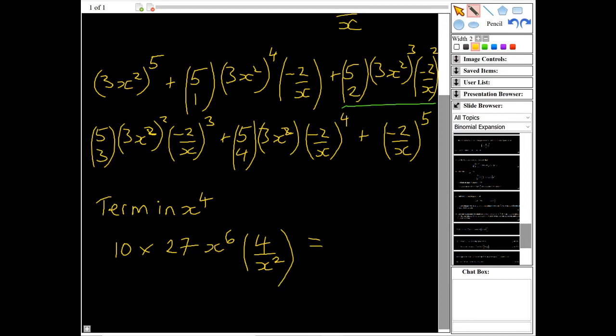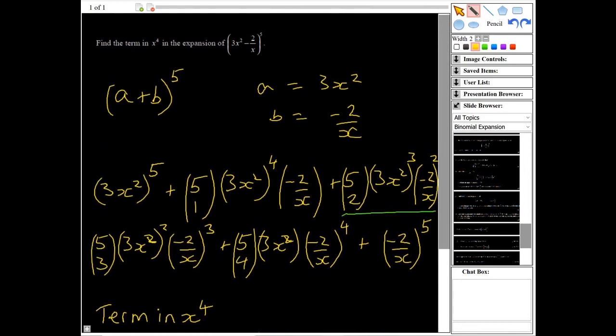So I'm going to have 10 times 27, which is going to give me 270. And then times that by 4 is going to give me 1080. And then this should give me x to the power of 4. That's why I chose this one in the first place. So I've got x to the power of 6 on the top. I'm going to divide by x squared. So that is going to give me x to the power of 4.